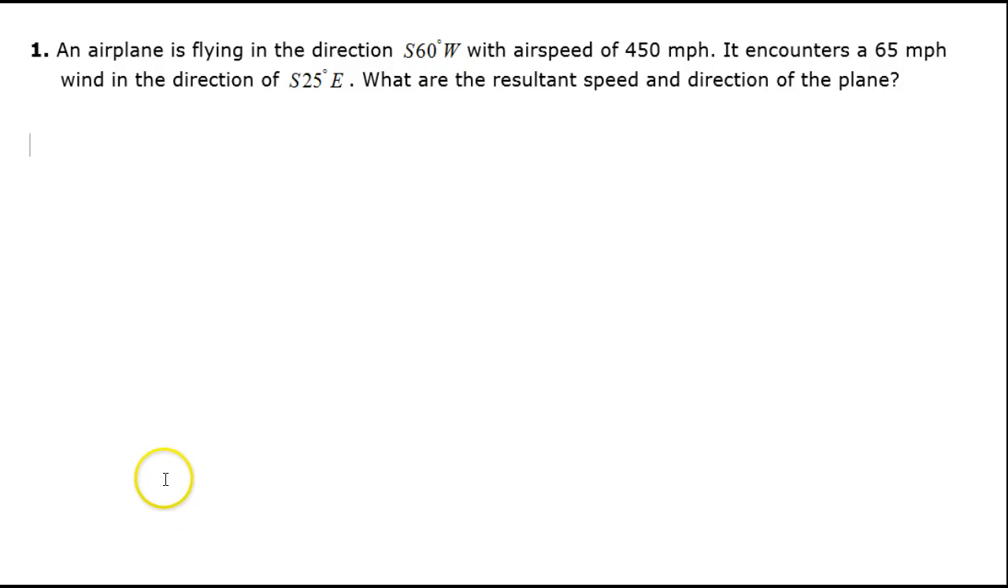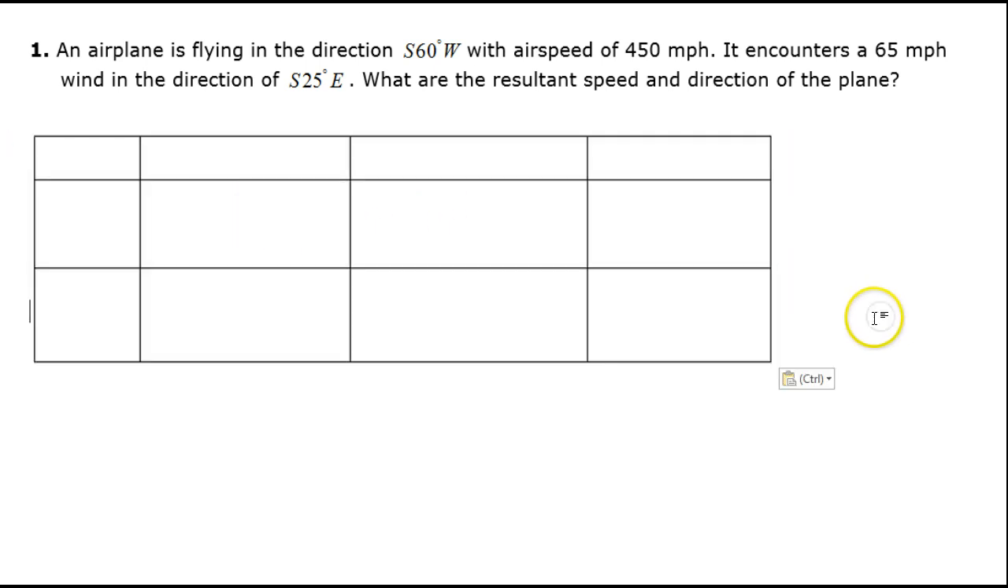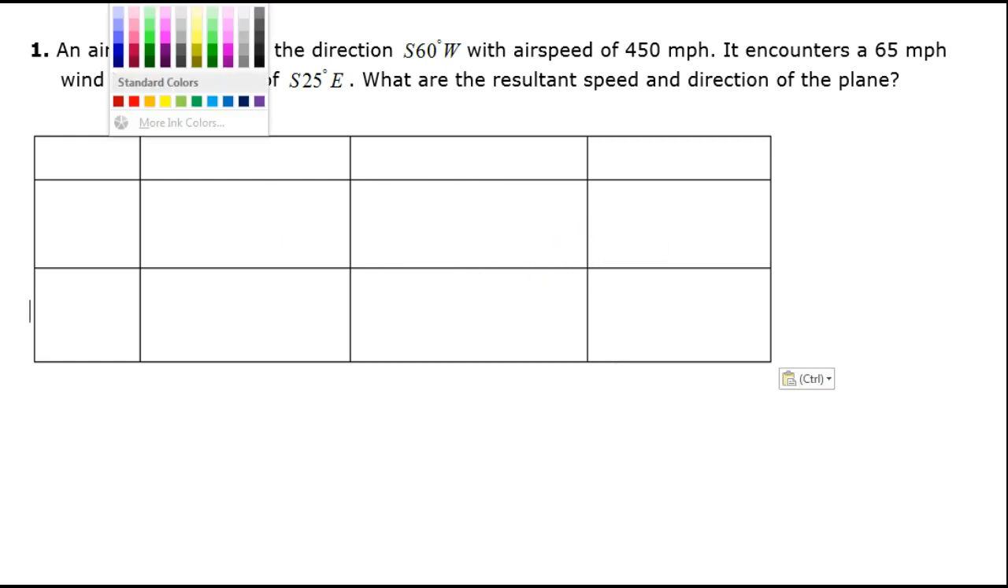In this video, I will show you how to find the resultant vector when you have two vectors acting together, even when the direction is not simply north, south, east, or west. Now, the key to my process is organization, and I want you to use a chart like this to keep your work straight. And here's how it works.